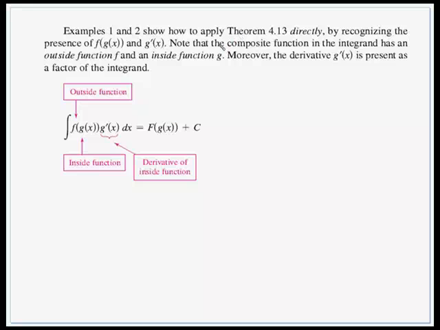So the next two examples, 1 and 2, show how to apply Theorem 413 directly by recognizing the presence of our inner function and our inner function's derivative. Note that the composite function in the integrand has an outside function f and an inside function g. Moreover, the derivative g prime of x is present as a factor of the integrand. So again, here's our outside function f, here is our inner function g of x, and here is the derivative of the inner function g prime of x. When we take the antiderivative, we get capital F of the g of x function plus our arbitrary constant.